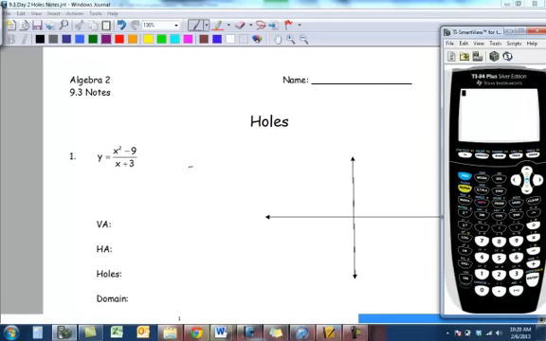All right, 9.3 is all about holes. This is where everything from Chapter 9 is going to come together. We're going to use all our skills here at once. Let's start with this first example.